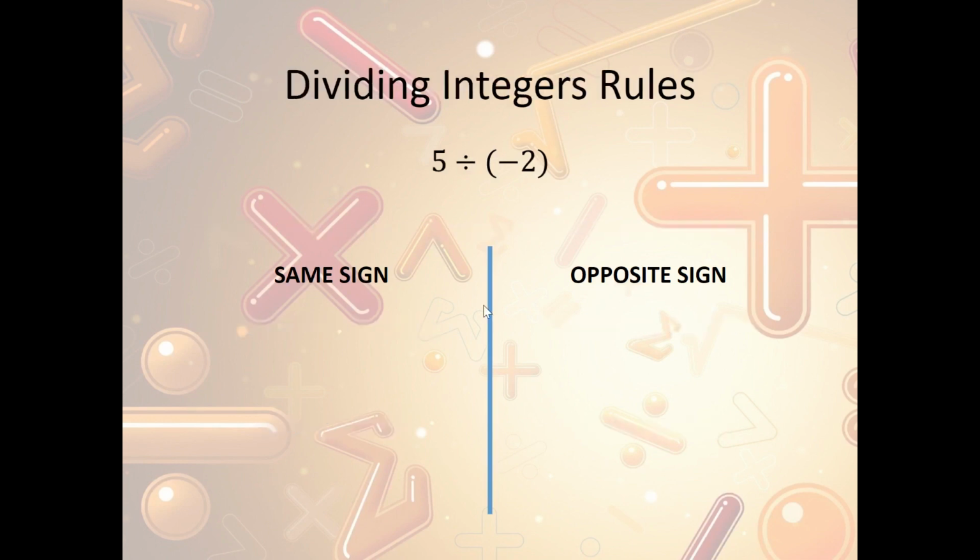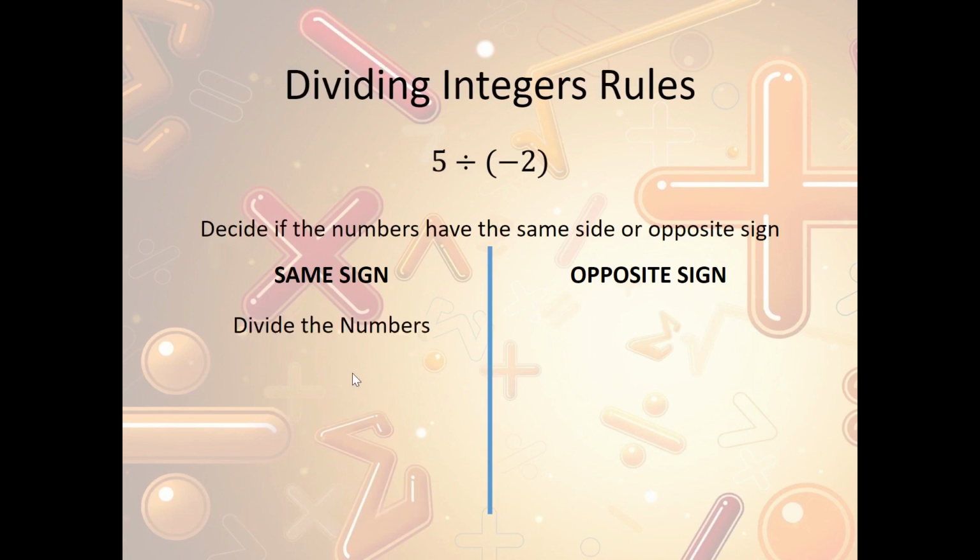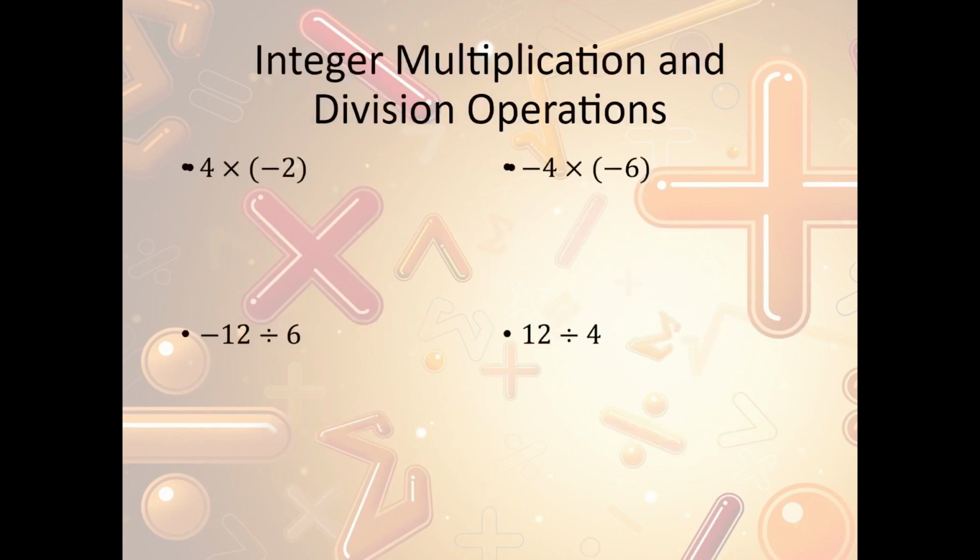Division rules. Same thing as multiplication, we need to determine whether they have the same sign or opposite signs. If they have the same sign, divide the numbers and then make it positive. If they have opposite signs, divide the numbers and then make it negative. Let's look at some examples.